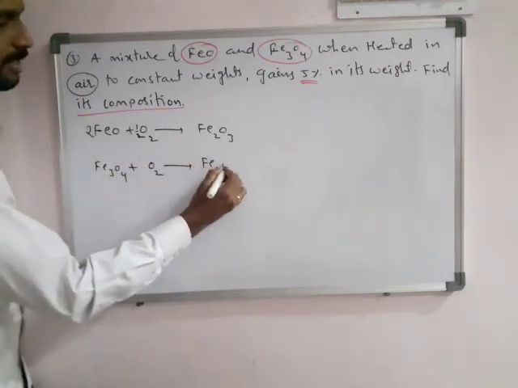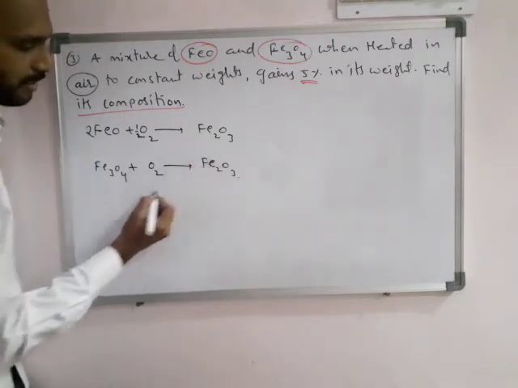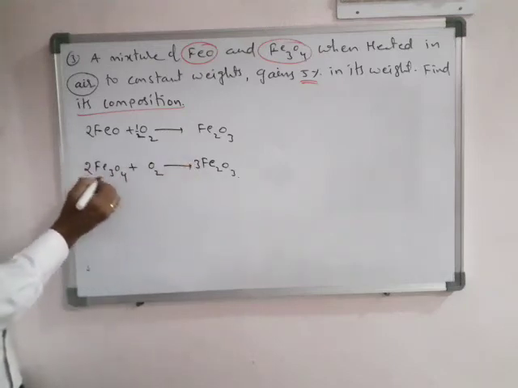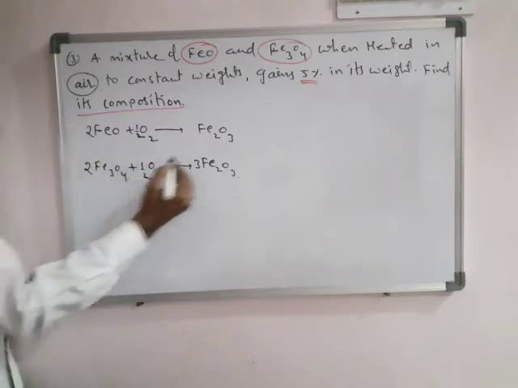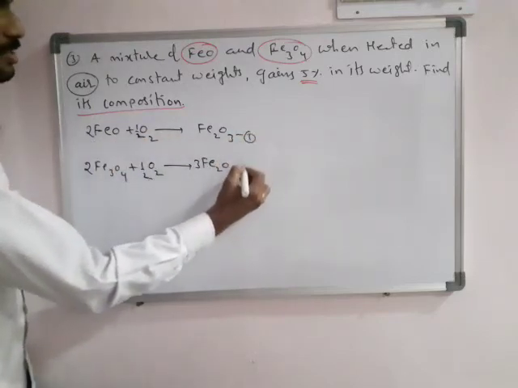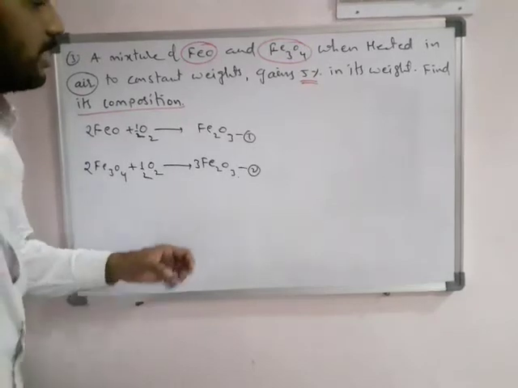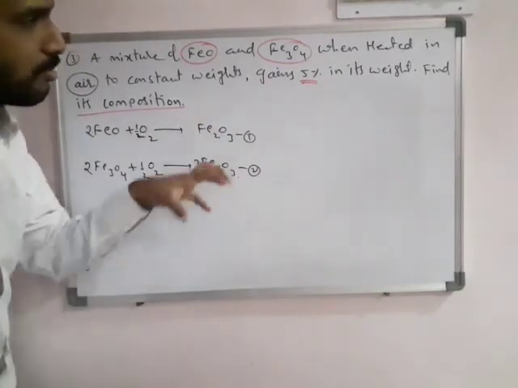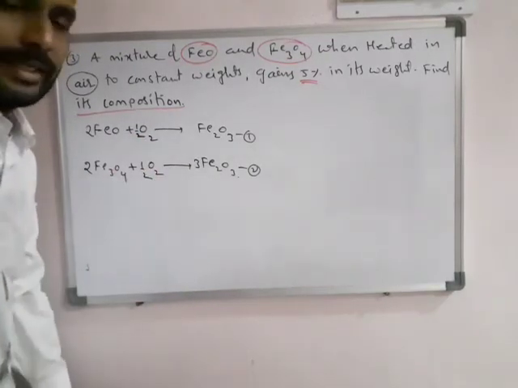It also forms Fe2O3. So these are the fixed reactions. We need to remember these reactions. These are the two reactions. Take the first one, take the second one. Here the initial weight is not given, but the final weight is the initial weight plus 5% of it. In terms of percentage, we are taking the initial weight as 100.